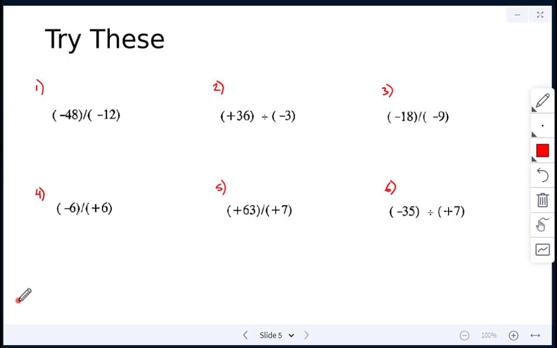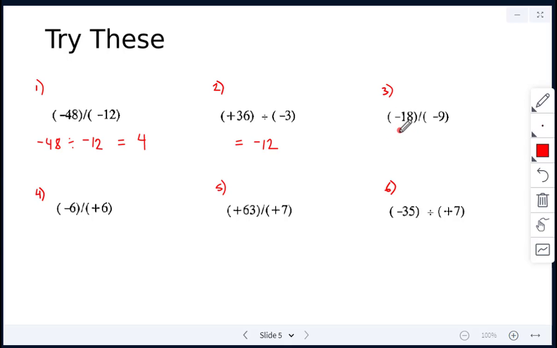The first question is negative 48 divided by 12. Reminder, the slash here does mean division. So it's negative 48 divided by negative 12. We have 2 negatives being divided, so our answer will be a positive 4. Here we have a positive integer divided by a negative integer, so we know our answer has to be negative, and in this case it is negative 12.